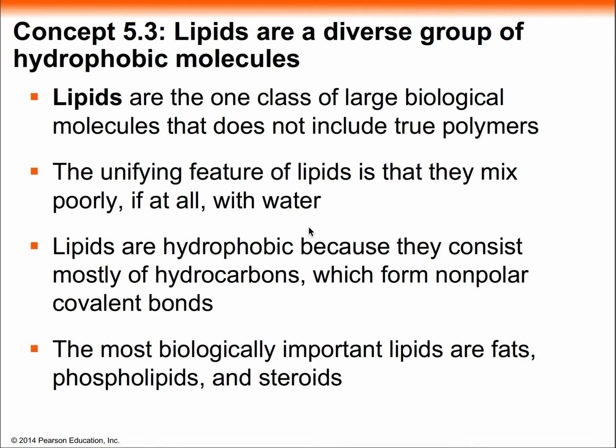Lipids is the second group of macromolecules that we need to talk about. And this is the one class of macromolecules that doesn't have any monomers making up the polymer. So they don't include them in true polymers because polymers are made up of individual monomers, and that's just not the case with lipids. The one thing that they all have in common with each other is that they're nonpolar. They don't mix well with water.